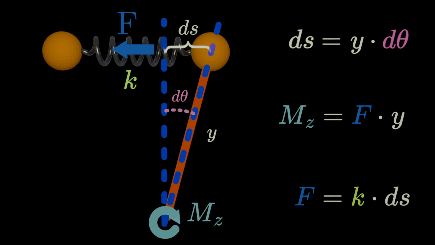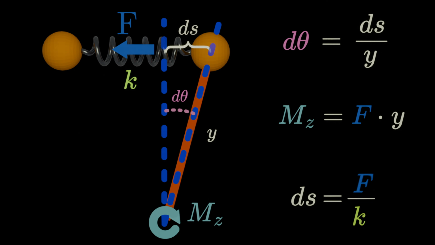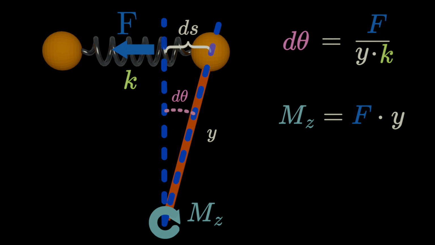Now, let's rearrange our equations to get the angle d theta in terms of our applied moment mz. We'll place d theta on the left-hand side of the first equation and rearrange the linear spring equation with ds on the left-hand side, which allows us to substitute it into the first equation. Already, we can see one way in which the distance from the pivot point reduces the displacement angle.